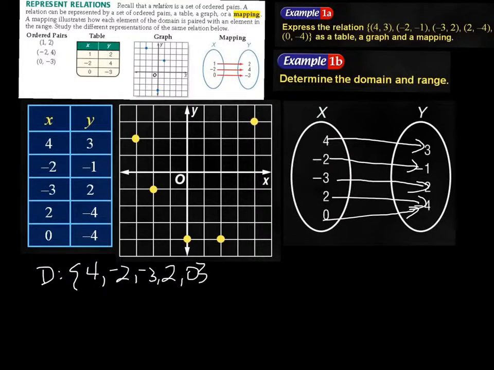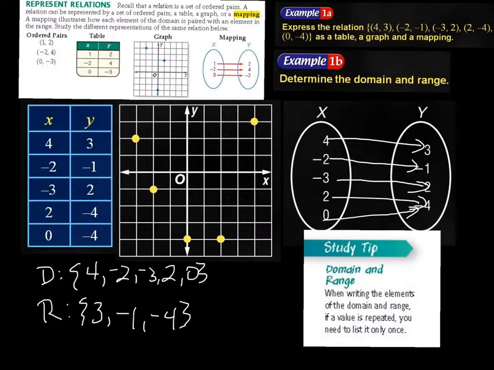Order doesn't matter. If you look in the book, they will organize theirs because they like to, but it doesn't have to be. It's just a list. The range is 3, -1, 2, -4. Notice I only listed the -4 once. When writing the elements of the domain and range, if a value is repeated, you need only list it once.